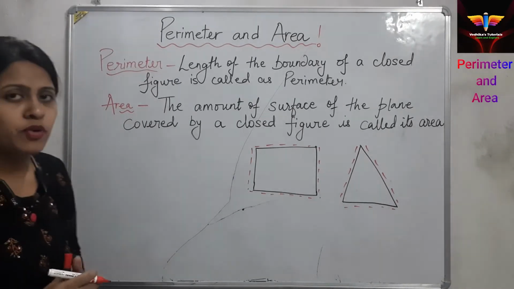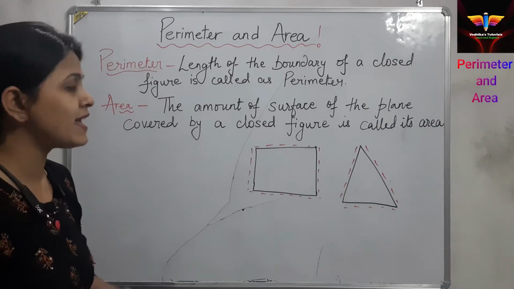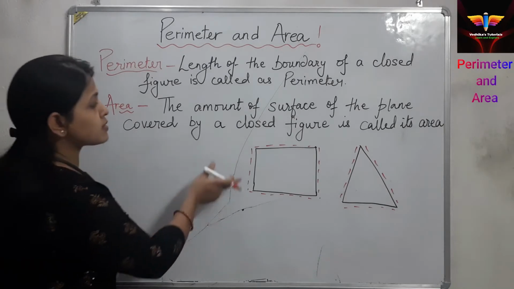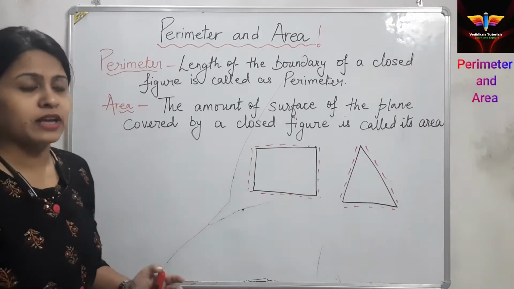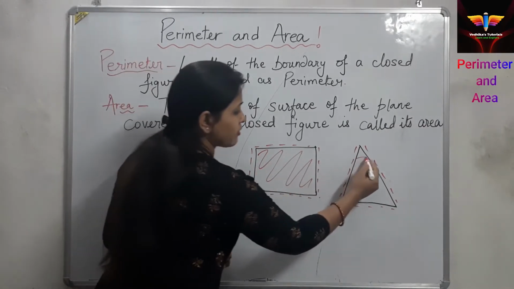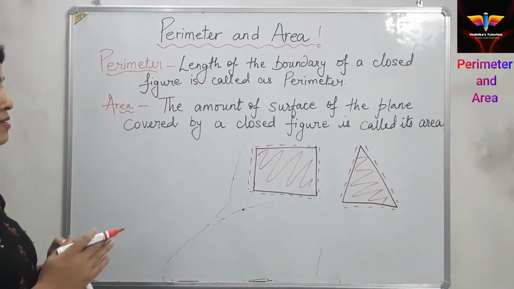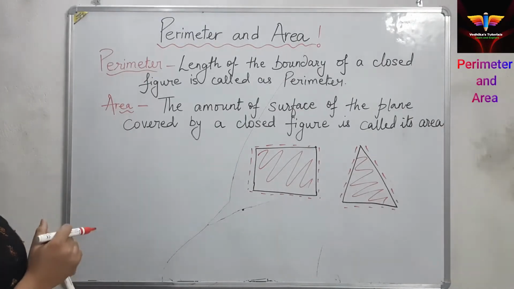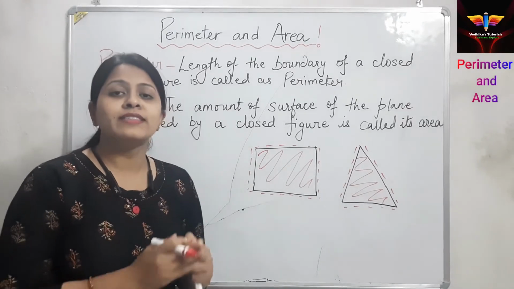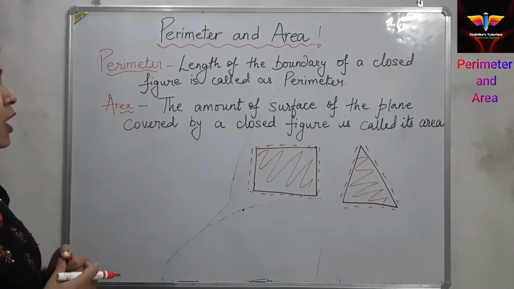Now coming to the second point, that is area. The amount of the surface of the plane covered by a closed figure. The amount of the surface of the plane covered means which surface this closed figure is covering. This plane surface is covering this part, or this figure is covering this very part. So the surface which the closed figure is covering, the amount is called area. Now to find the perimeter and the area respectively, there are some formulas. Okay, so what are the formulas? We will talk about it.